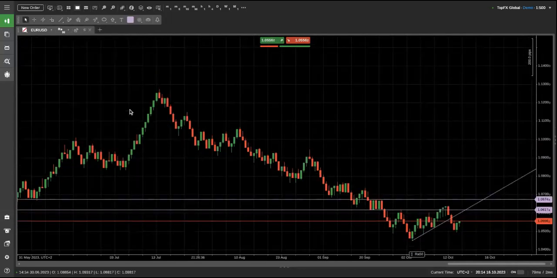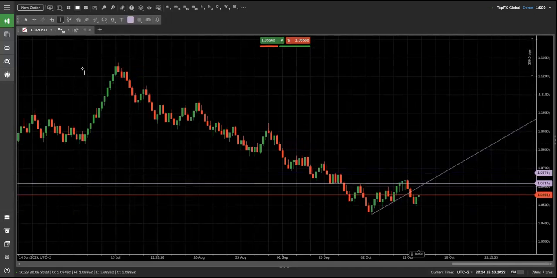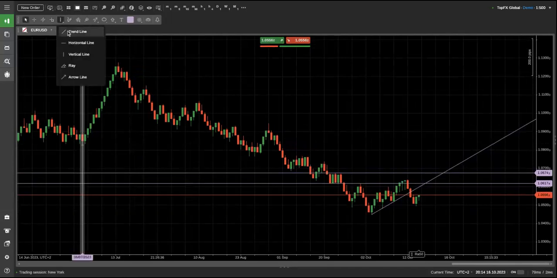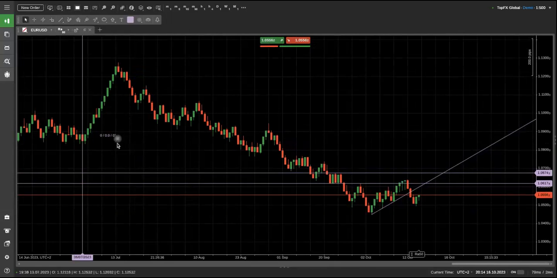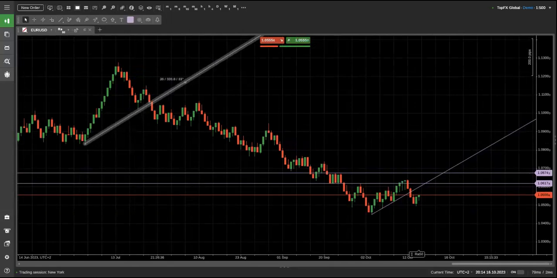I can't grab the trend line anymore. Okay, vertical line, thank you, and the trend line. And there you go. So let me just get rid of the vertical line. So the trend line will be made from here to here. Look at this.